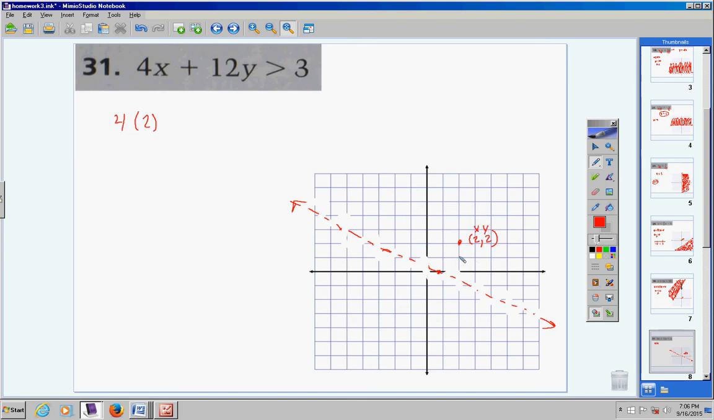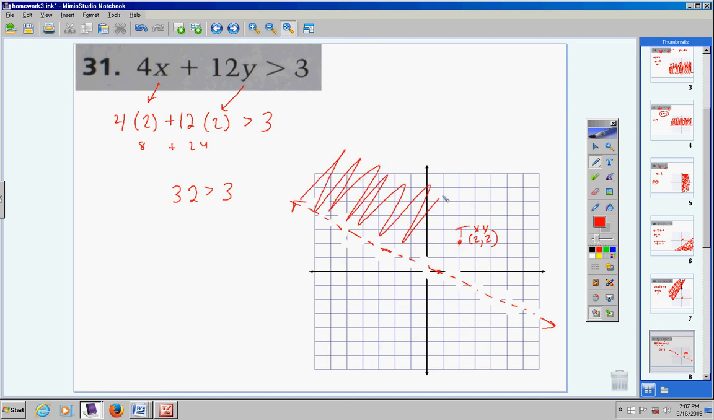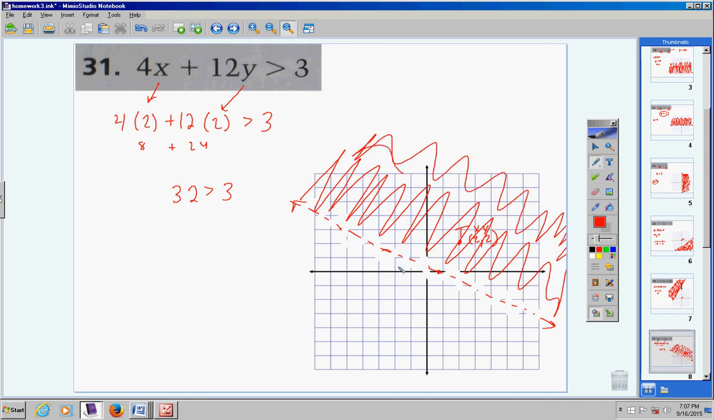You can test any point you want. We've been using 0, 0 because it's the easiest. But you don't have to use 0, 0. So where the x is, I substituted a 2. Now where the y is, I'm going to substitute a 2. And obviously it's going to be true. 4 times 2 is 8. 12 times 2 is 24. Combine those two and you'll get 32 is greater than 3. And obviously 32 is greater than 3. So this point here is true. So if that point is true, then I'm going to shade where that point is. So the answer to this inequality is all the points up here, but not the points that fall on the line, because it is a dotted line.